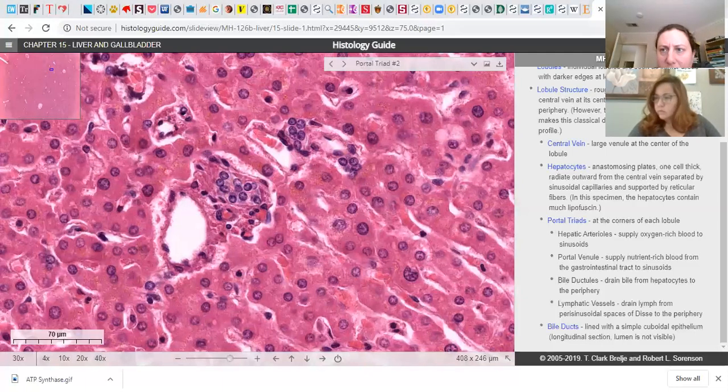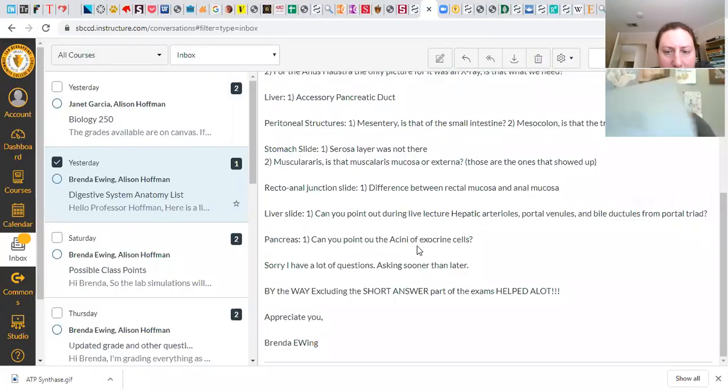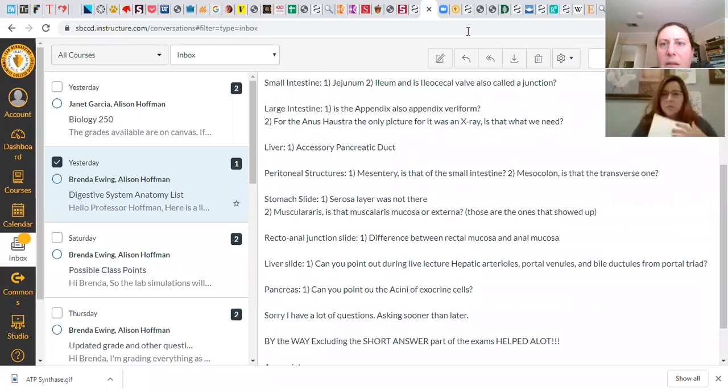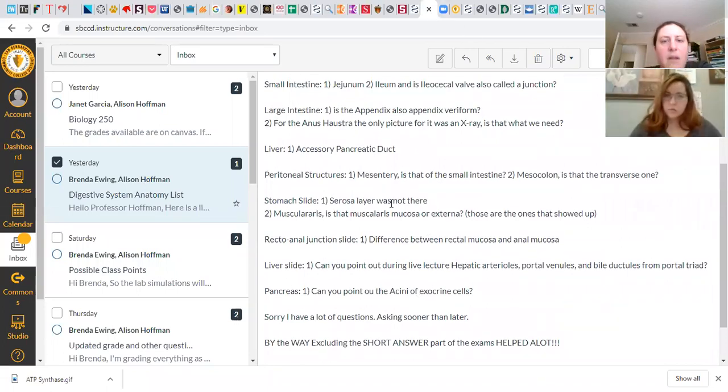So just be aware that those are the structures that are there. You're not going to be able to identify each one individually. Okay. Good question. All right, were there any other slide questions? No. Okay, let's look at the other thing then.